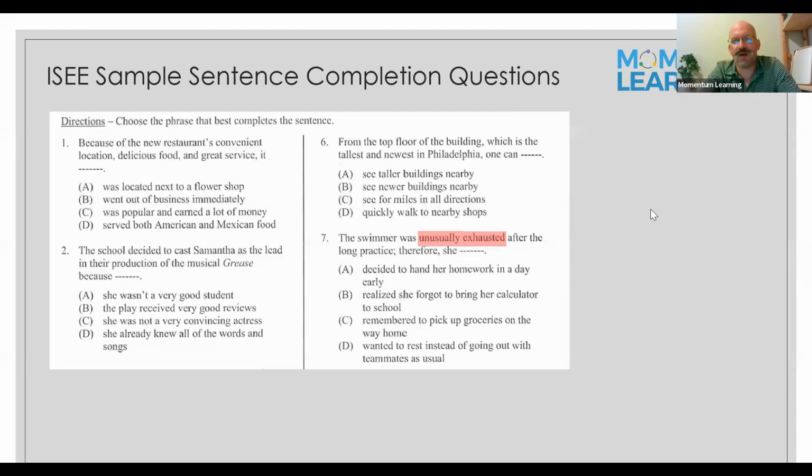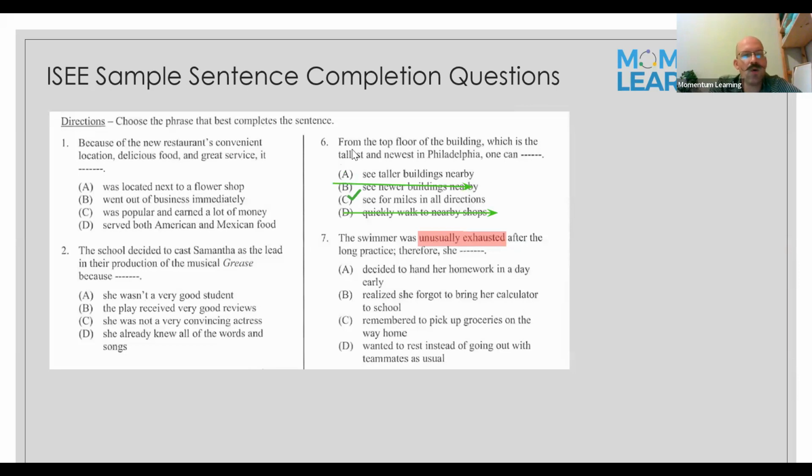From the top floor of the building, which is the tallest and newest in Philadelphia, one can... okay, so there are 2 of these, Samuel, that you can cross out right away. And I see you working on crossing those out. Well, why do we have 2 checks? Shouldn't there only be 1 check? Well, both of them make sense, but no, let's look at this.